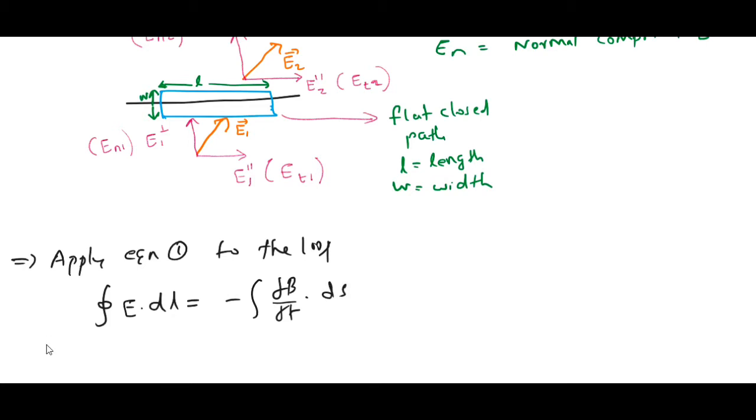If you apply this equation to this loop, this E dot dl, the dl is the small length element of our loop. Then if I consider a particular path, the path I choose is this way. Okay. To solve this line integral, if I consider the first path, this one.